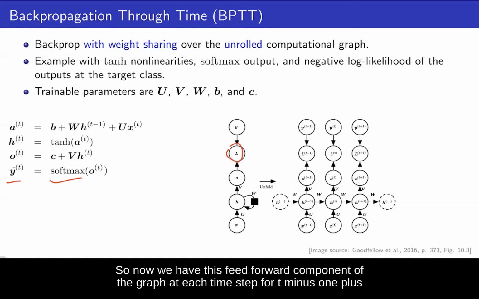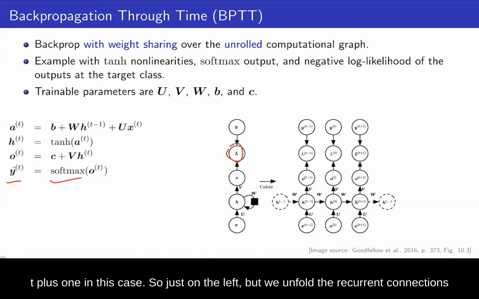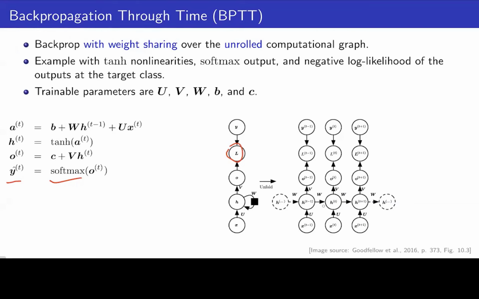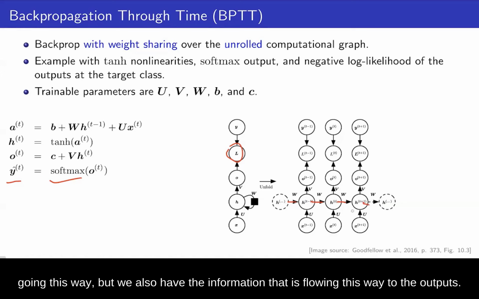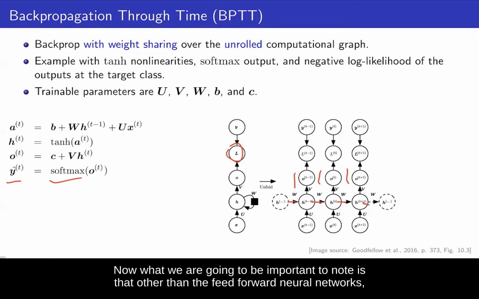So now we have this feed-forward component of the graph at each time step, for t minus 1, t, and t plus 1 in this case. So just on the left, but we unfold the recurrent connections W over time, as you see here in the forward direction. So we have this information going this way, but we also have the information that is flowing this way to the outputs.